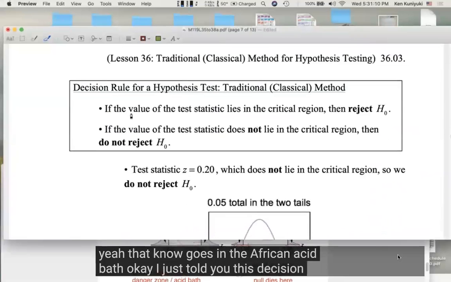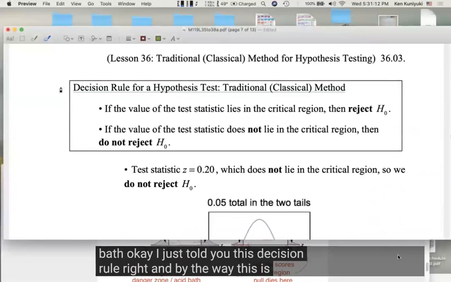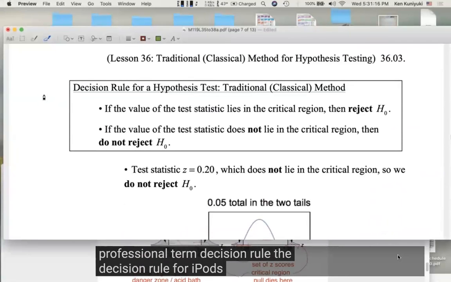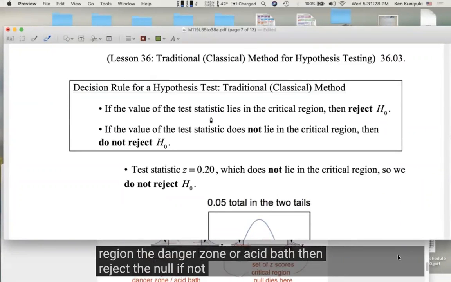I just told you this decision rule, and by the way, this is the professional term, decision rule. The decision rule for a hypothesis test using the traditional or classical method: if the value of the test statistic, right now it's z-scores, lies in the critical region, the danger zone or acid bath, then reject the null. If not, then don't.